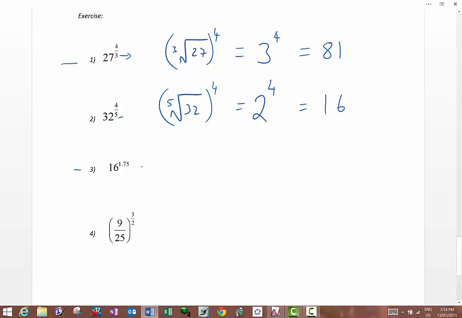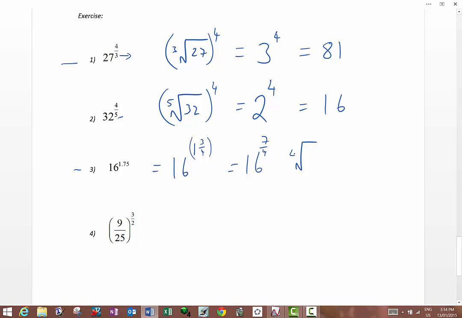Number 3 is a little bit sneaky. 16 to the 1.75, well, that's just really the same as 16 to the 1 3/4. But hang on, we don't know how to deal with fractions like that. All we need to know is how to do an m over n. So this is actually the same as 16 to the 7/4. Now it's in familiar territory.